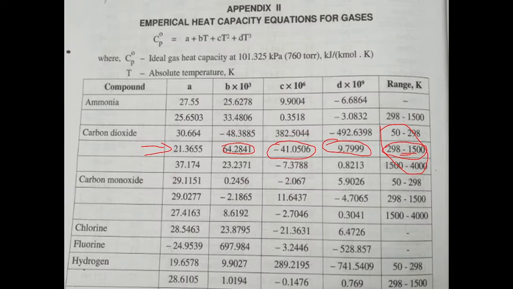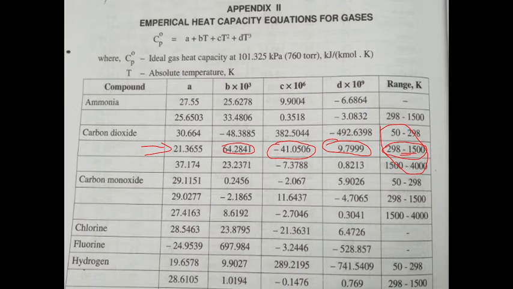Okay. Yeah, this is the empirical heat capacity equation for gases table. In this table, Cp0 is equal to A plus Bt plus Ct square plus Dt cube. Cp0 is nothing but heat capacity at standard temperature and pressure. Pressure value is 101.325 kilopascal, and units are kilojoule per kilomole Kelvin. Are you clear or not?